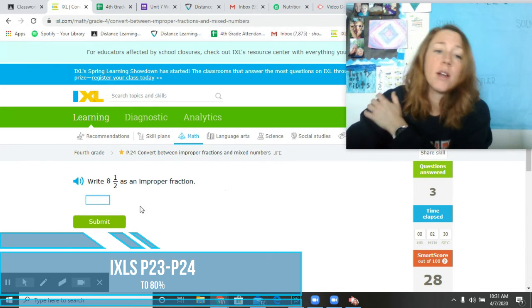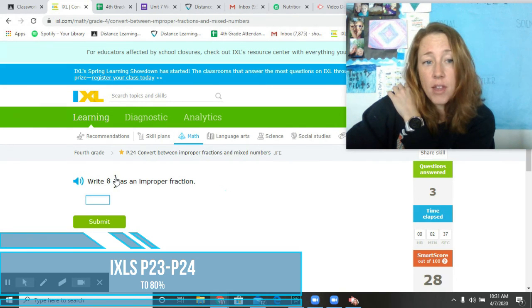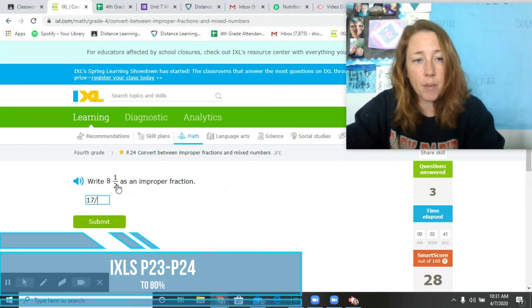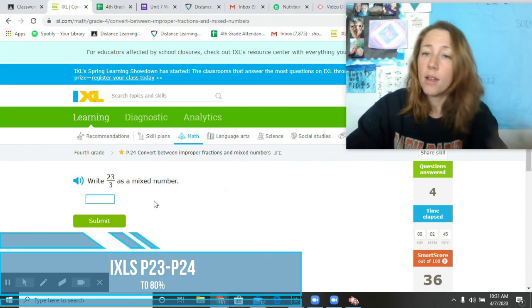We'll do one more. Multiply the denominator and the whole number, so 2 times 8 is 16. Then add the numerator. 16 plus 1 is 17. Keep the denominator the same. Ta-da! And that's what you're doing.